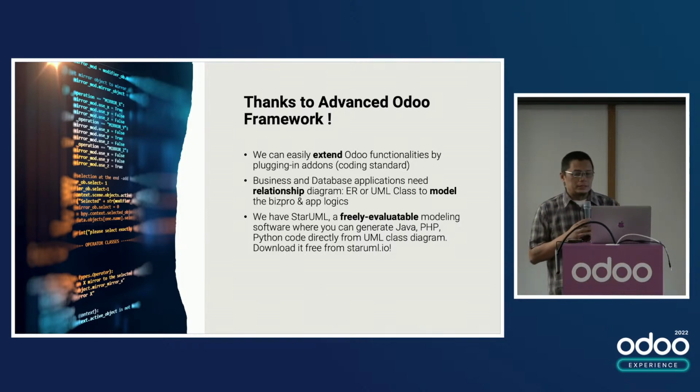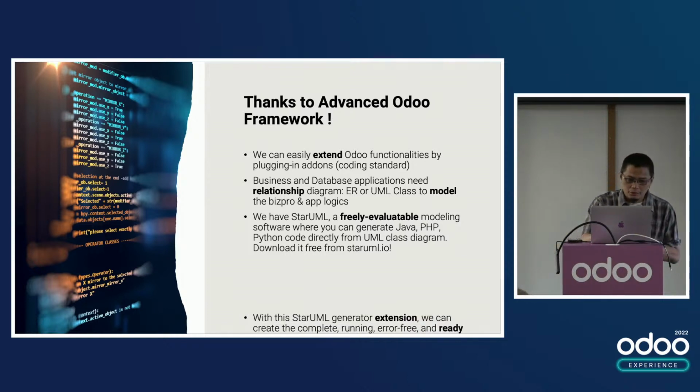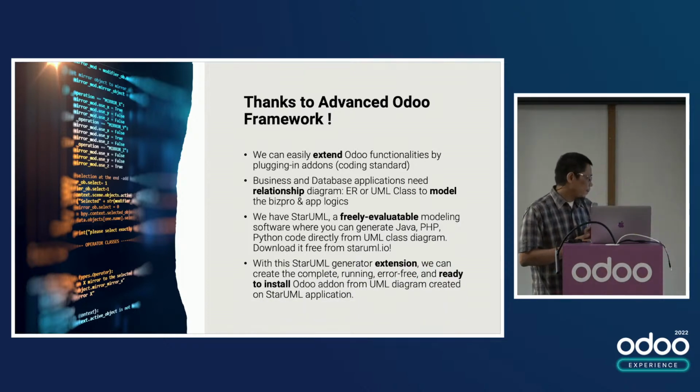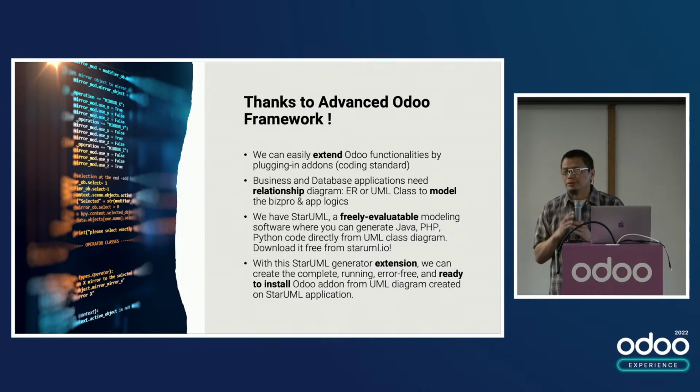StarUML is a free evaluatable modeling software, and it can generate code. It can generate code directly from the diagram, for example Java, PHP, Python code, and so on. And now, in my company, we developed a new extension on top of StarUML to generate our Odoo add-ons directly from our diagram. So that is the main idea.